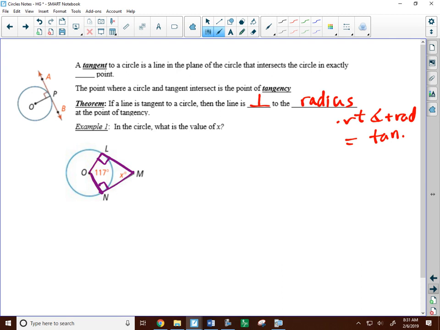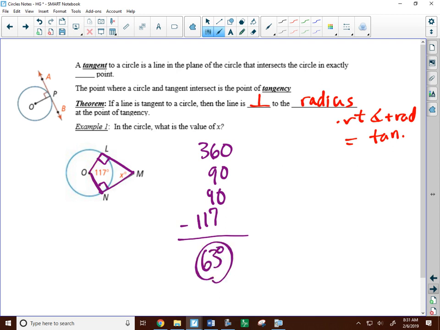Okay, and now what's formed is a quadrilateral, and the sum of those angles is 360. Triangle 180, quadrilateral 360. And so I can subtract two 90s, and it's 117. And so one of these is 63. So basically there's two types of these. One, they could ask you to solve for an angle, which we just did, or they might ask you to solve for a side length, and that's the next one.